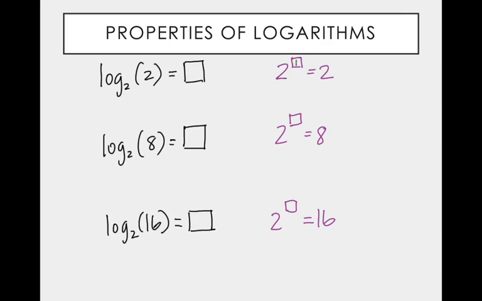2 to the first is equal to 2, so that means this logarithm is equal to 1. 2 cubed is equal to 8, and 2 to the fourth is equal to 16. All right, so I'm going to use these three logarithms. Have those copied down on your paper so you can reference them for our next few properties.